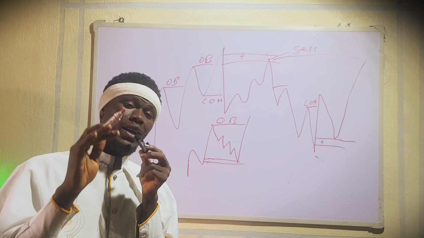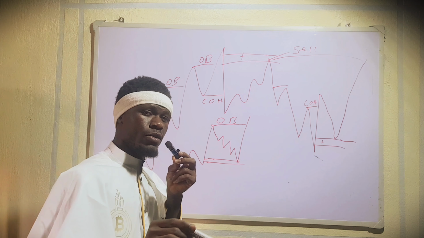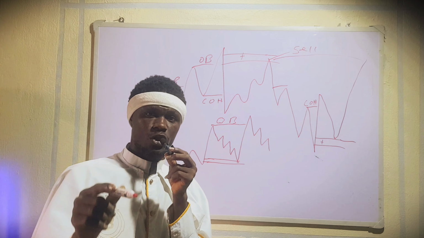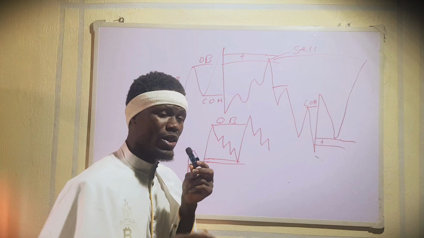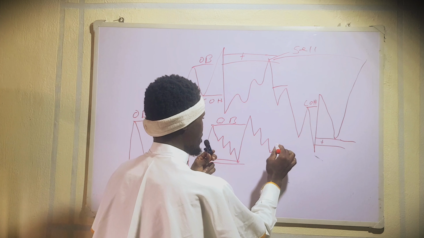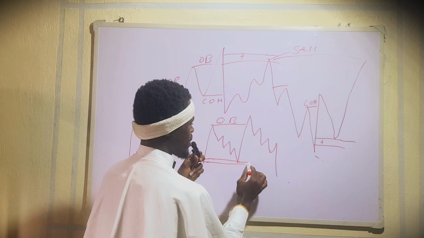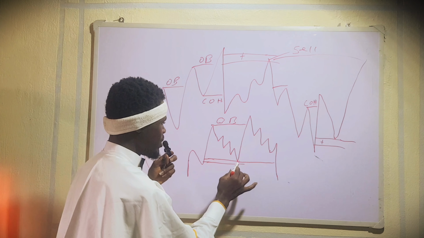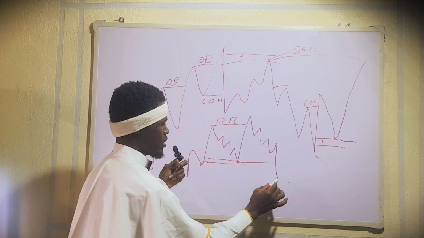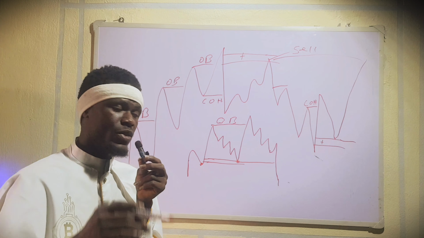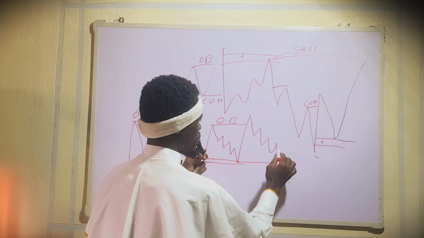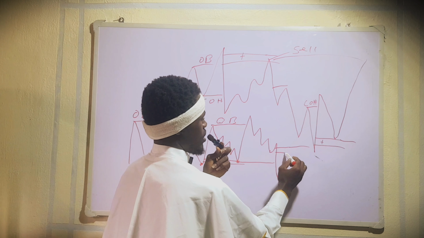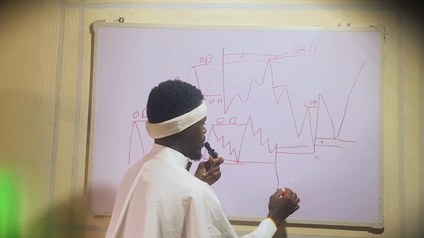Then if at all we are having a market structure shift, you will still need to be patient for the market to have inner structure again. For the market to have inner structure, you need to be patient for it to break this structure here. So once it breaks this, it still breaks this one, you're having a shift to the downside. So there should be an order block in this place for us to trade. There should be an order block there for us to trade.